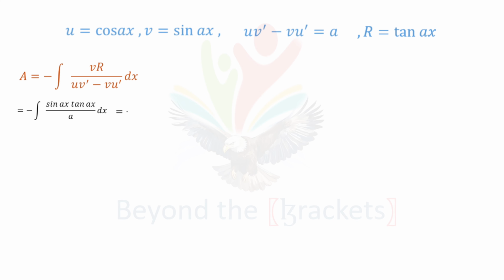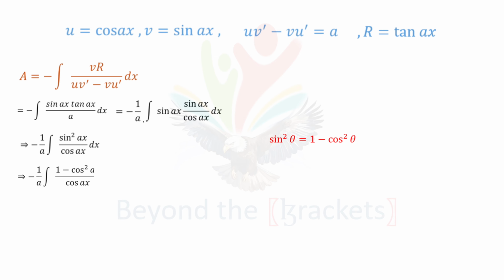So minus 1 by a is constant. We'll take it outside the integral. We are left with integral of sin ax. Tan ax can be written as sin ax by cos ax. That makes minus 1 by a integral of sin square ax by cos ax. Sin square ax can be written as 1 minus cos square ax.